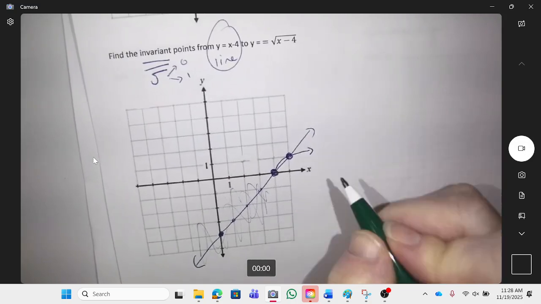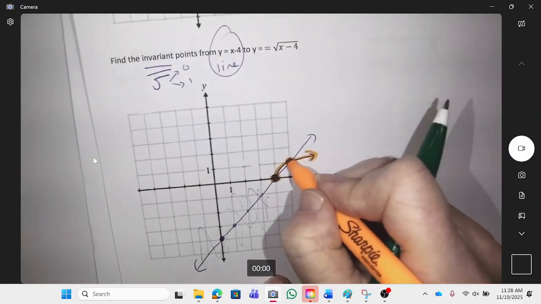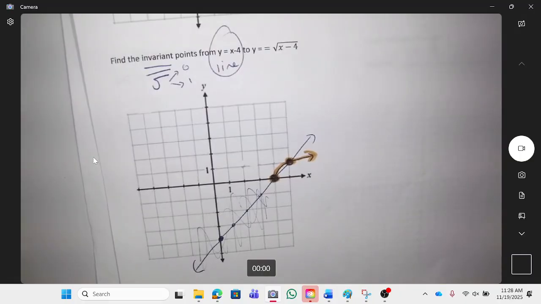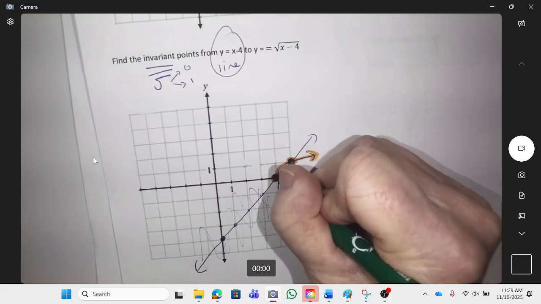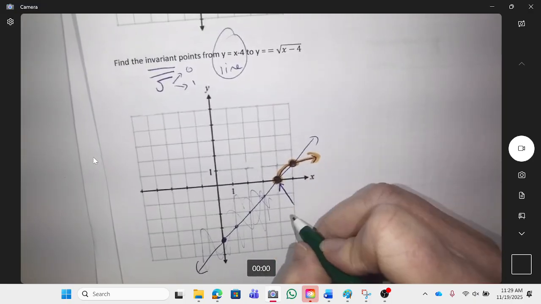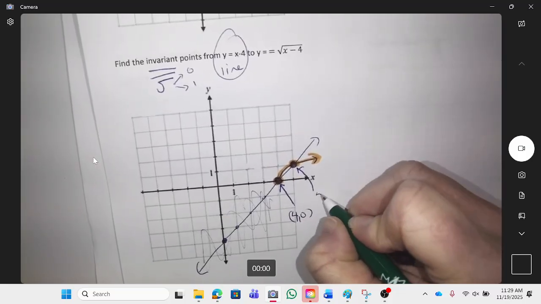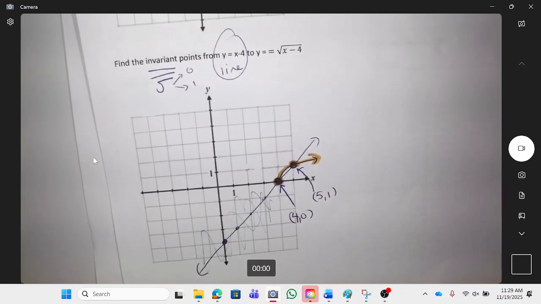Above, below. So there's my answer. I have 2 answers possible. Which coordinates didn't end up moving? That was on the line, and it's on the little radical shape, right? What is it, 4, 0? And 5, 1. Those points didn't move.